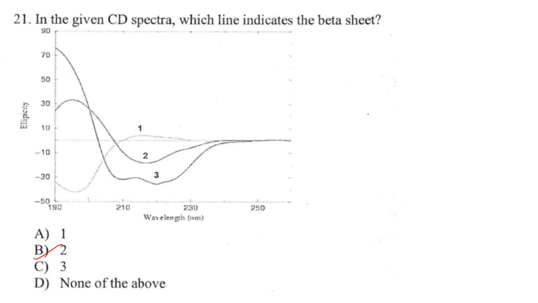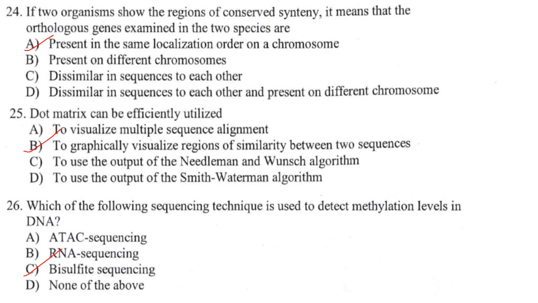Then next question. In the given CD spectra, which line indicates beta sheet? So it is line 2 that indicates beta sheet. Answer is option B. If two organisms show a region of conserved synteny, what is synteny? It describes the physical co-localization of genetic loci on the same chromosome within an individual or species. It means that orthologous genes examined in the two species are present in the same order on a chromosome. Answer is option A. Then next one.